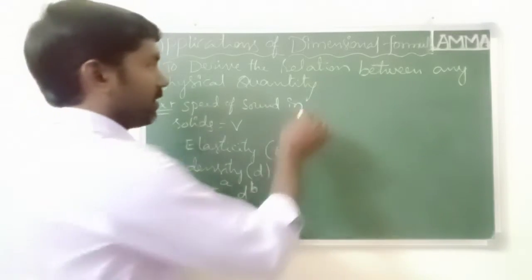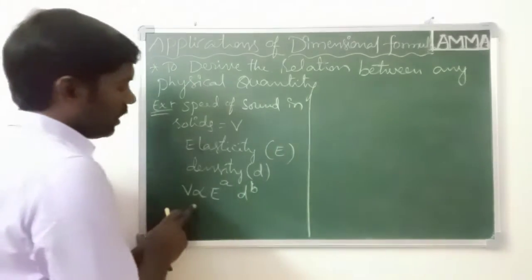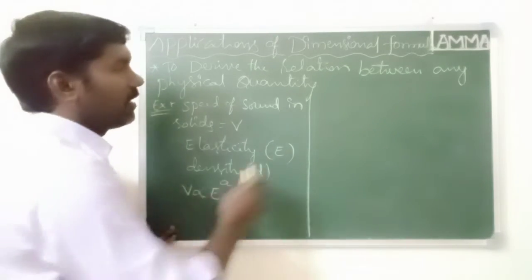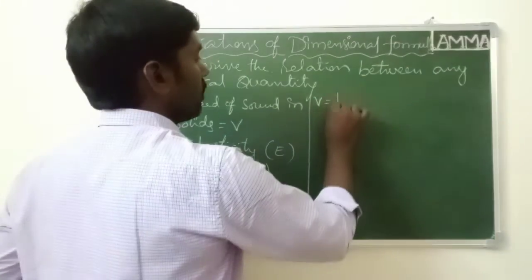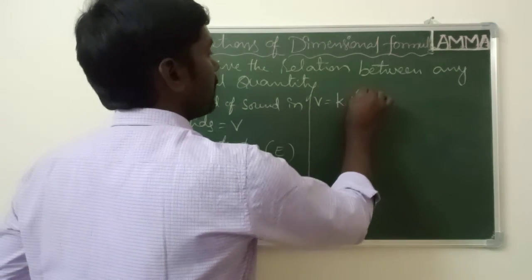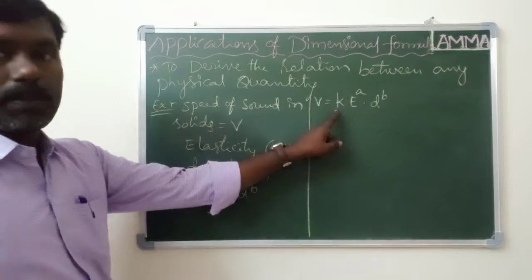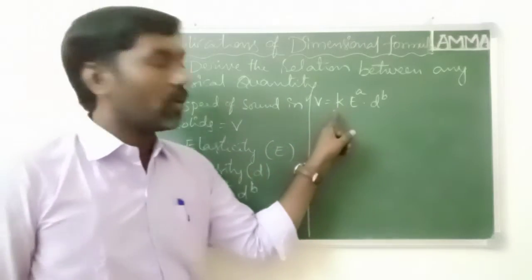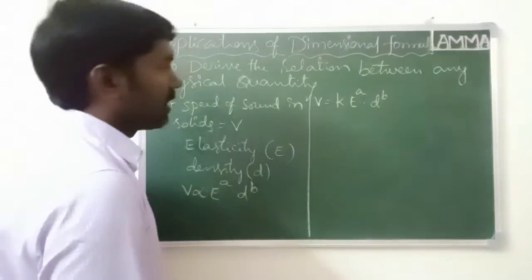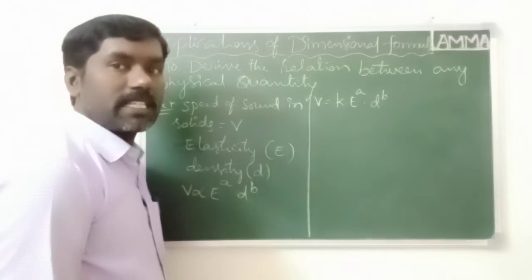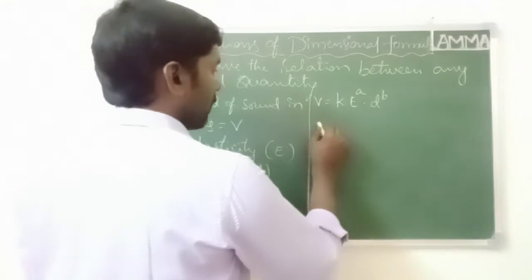Students, if you want to replace this proportionality by an equals sign, then V equals K into E power a into D power b. Here K is the proportionality constant. Of course, it is a dimensionless physical quantity, it is a number.